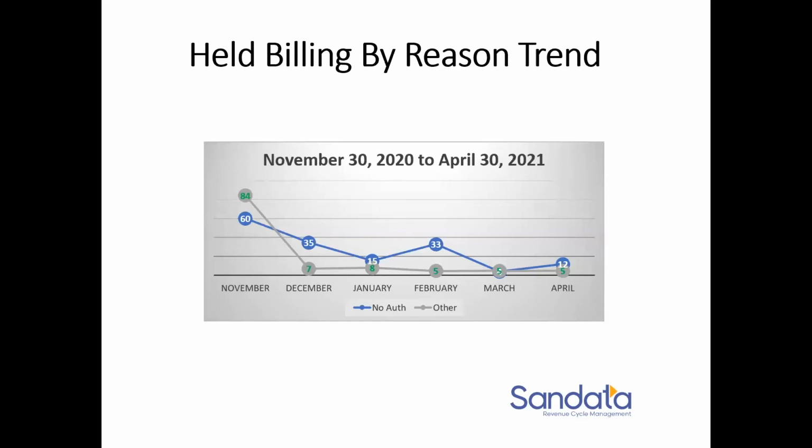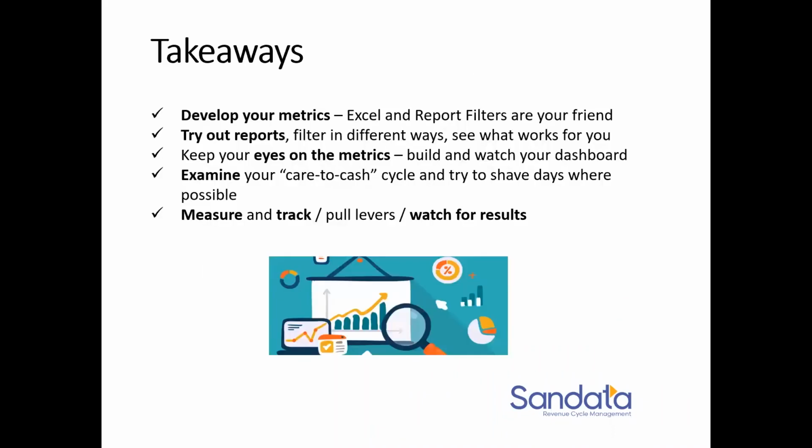This is held billing. This can be done by coordinator, by reason, what's going on with it. And this is another agency that tried to manage things over a period of time and actually achieved reductions. So, figure out what you want to measure, put the metrics together, use Excel, use report filters from your system, try different reports, filter them in different ways, see what comes out that works for you, then start to track them. Keep your eyes on them and watch for results.